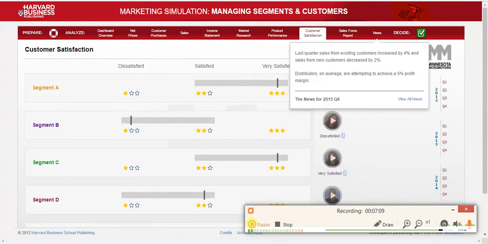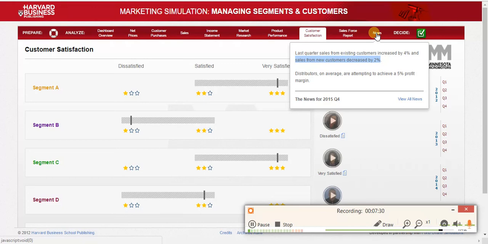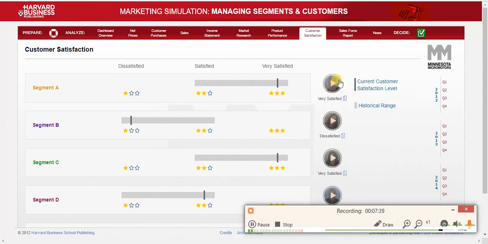I think it is important to mention the news tab up here. This one says that last quarter, sales from existing customers increased by 4% and sales from new customers decreased by 2%. So what that tells me is that I need to step up how aggressive I am with my sales for new customers. I want to see that increased and not decreased. And then distributors, on average, are attempting to achieve a 5% profit margin.